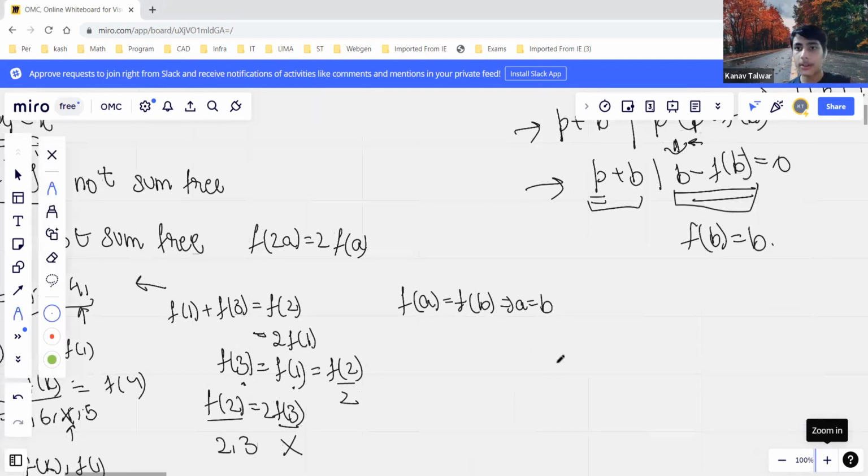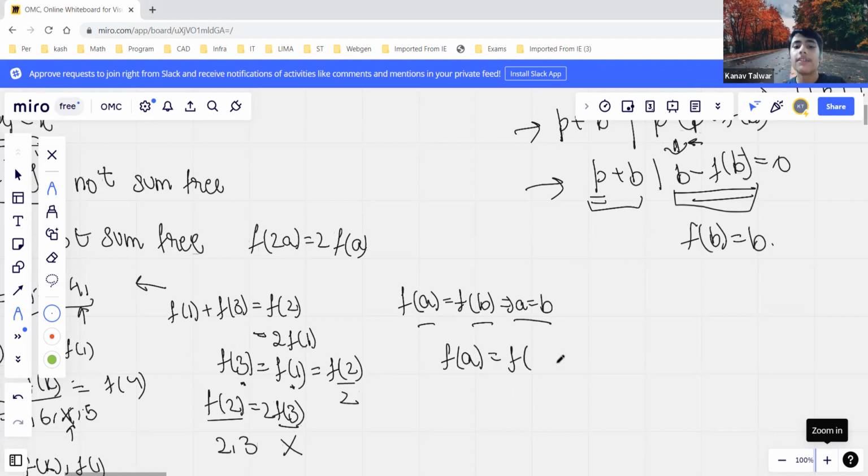Now this kind of motivated us to prove injectivity, just because we didn't use much about 3 and 1. Injectivity means that if f(a) is equal to f(b) for some a, b, then a must be equal to b. So let's think about this.